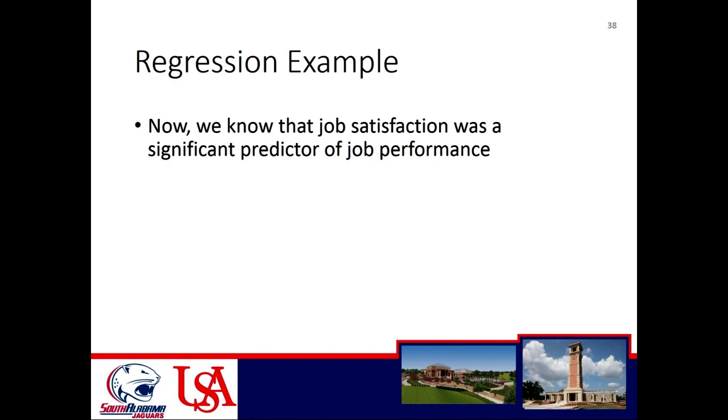And we could even say, since we did a regression with multiple predictors, that job satisfaction was a significant predictor of job performance while controlling for conscientiousness, while controlling for that other variable. Because we had that other variable in there, we could say that job satisfaction predicts job performance above and beyond conscientiousness. It was a significant predictor.